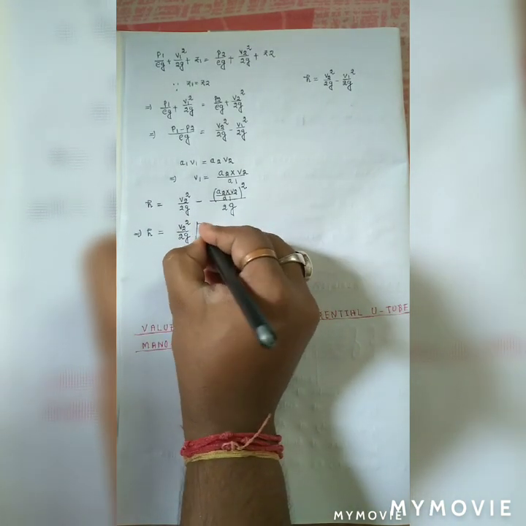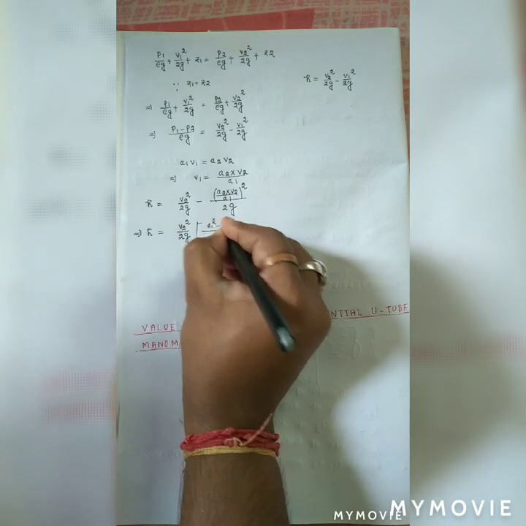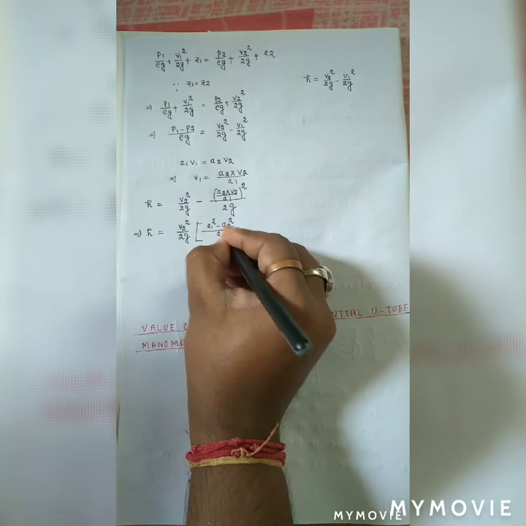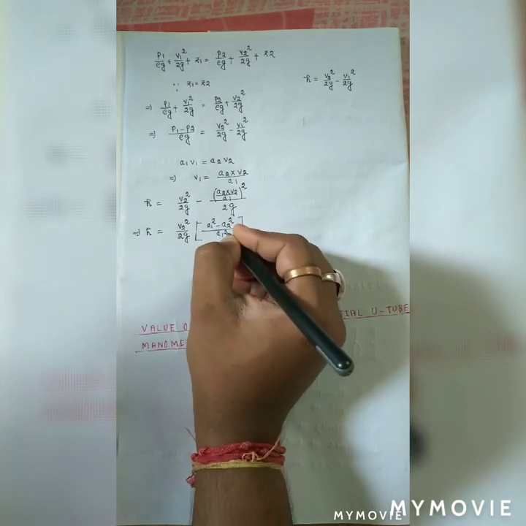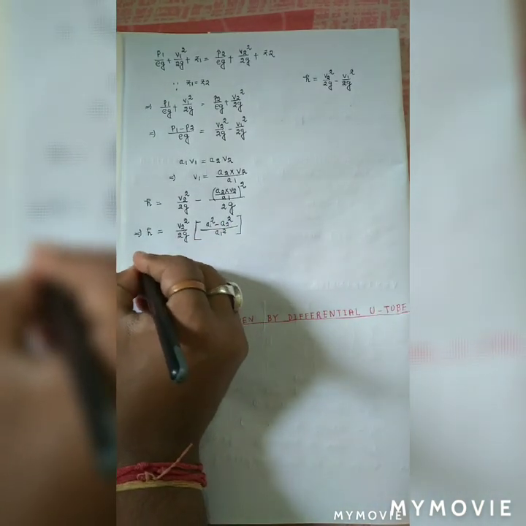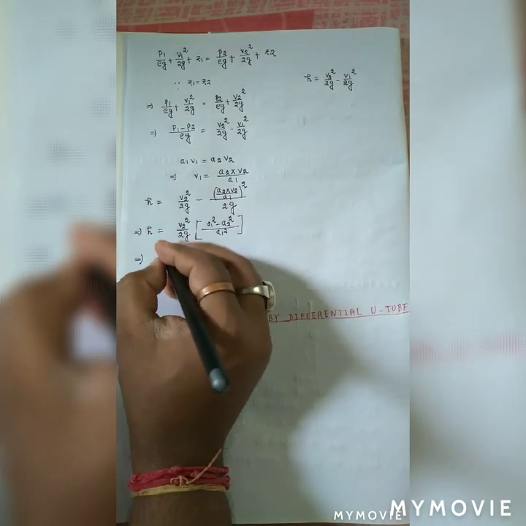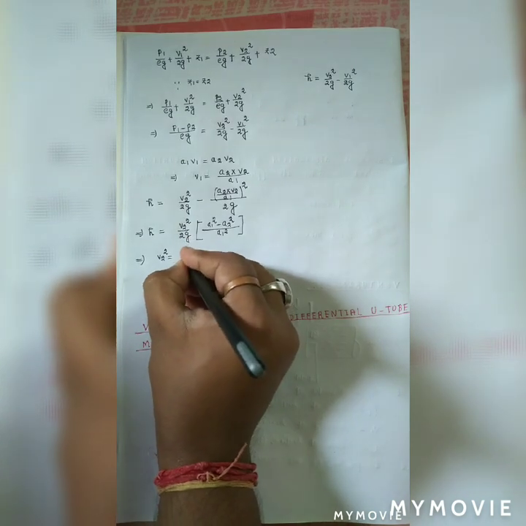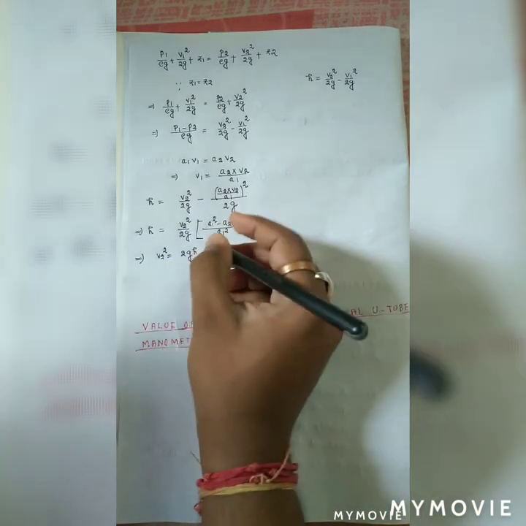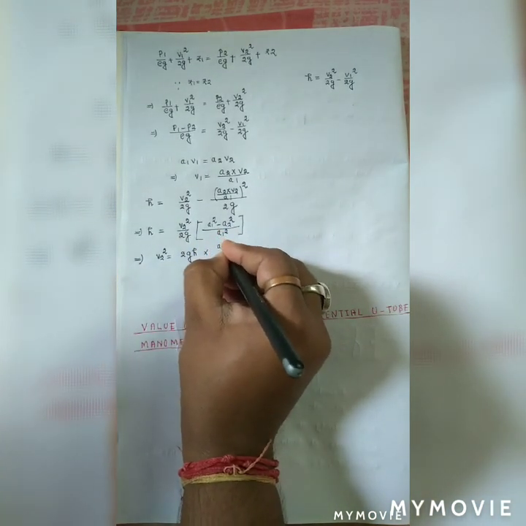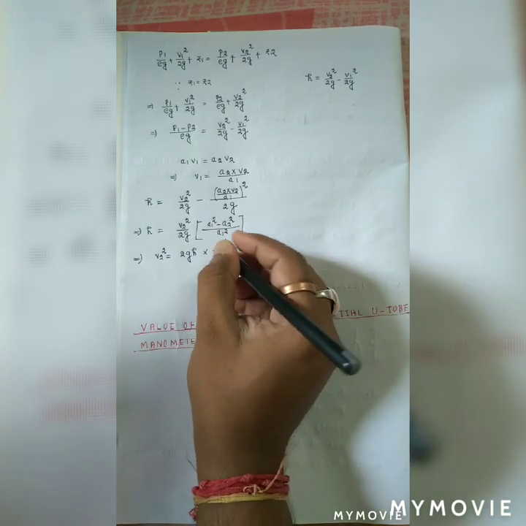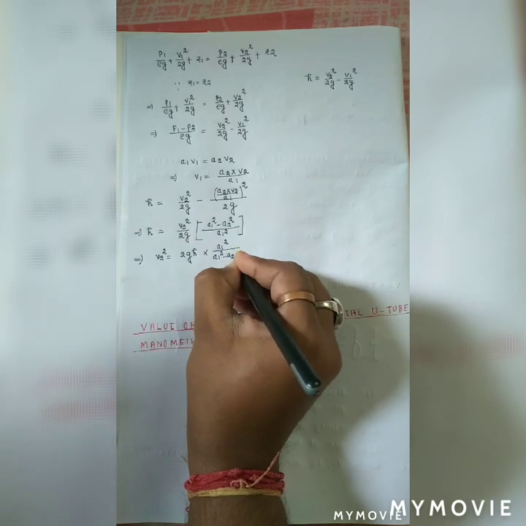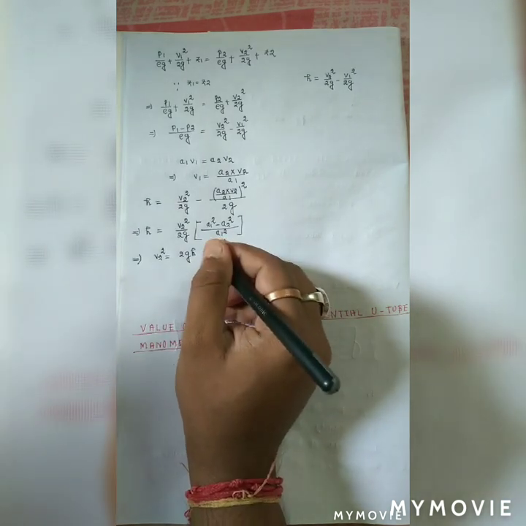v2 square by 2g, in bracket, a1 square minus a2 square by a1 square. Okay, after separating, this will become v2 square equal to 2gh into a1 square by a1 square minus a2 square.